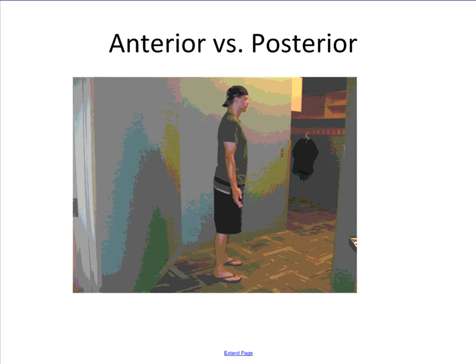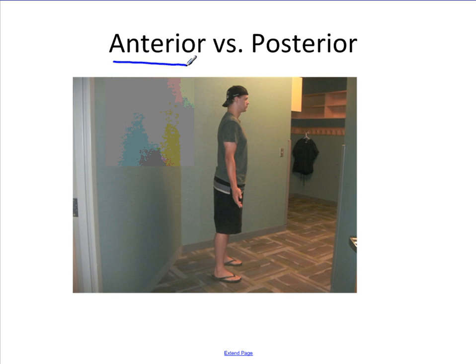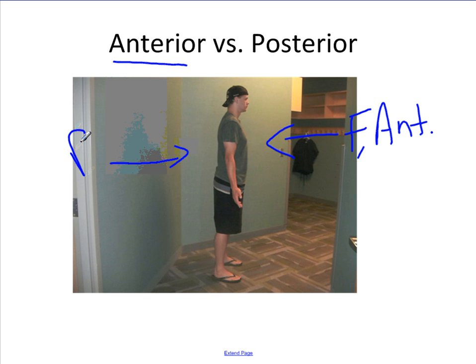So let's talk about the first two. Again, these are relatively simple: anterior and posterior. Anterior means either in front of or towards the front. This is a side view of anatomic position, and this would be the front, or the anterior perspective, of my body. And then the opposite would be posterior.